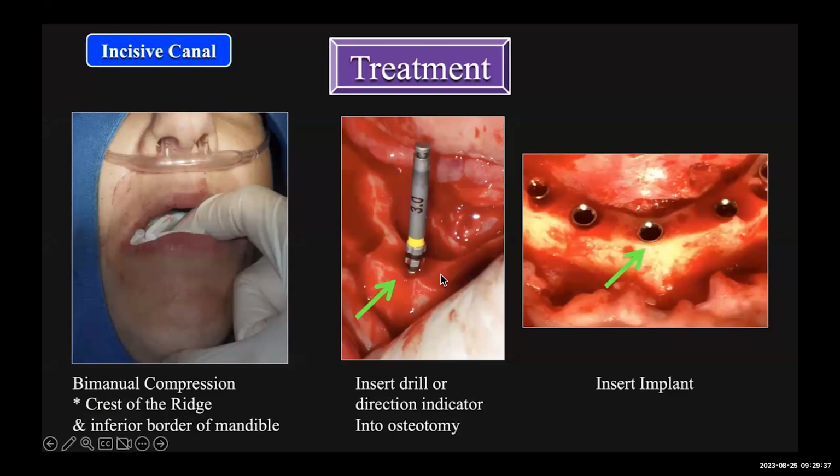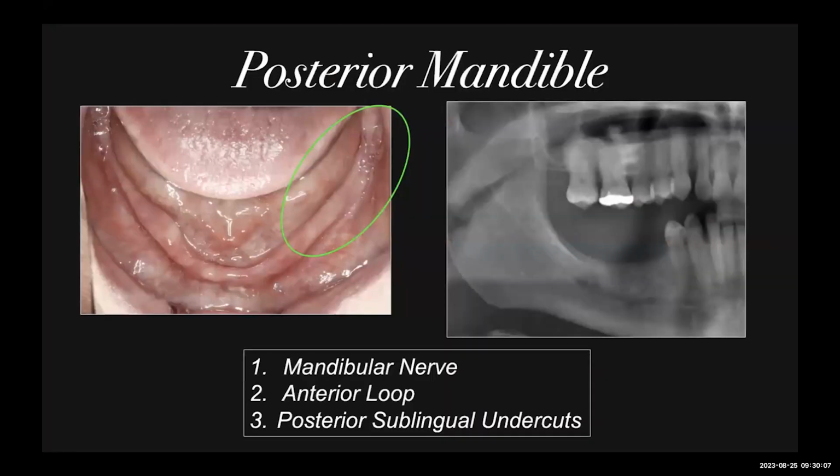So again, a summary of this anterior mandible: an intraosseous bleeding issue is usually not bad. It can be controlled very easily with hemostatic agents, pressure, and/or placing the drill, implant, or direction indicator in. Going outside the bone with a drill, with an implant, is very dangerous, and you have to be very careful with that. So that is the anterior.